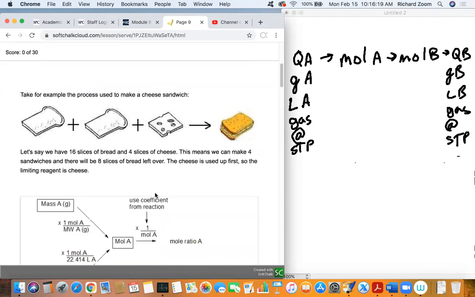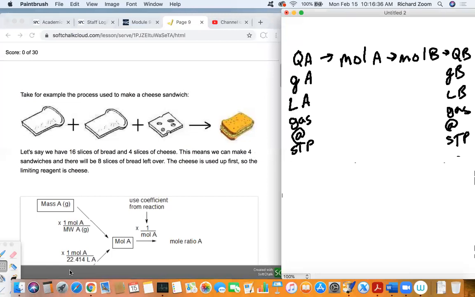So here's my classic example of a limiting reagent problem, and it's the cheese sandwich. It's a pretty boring sandwich, I must admit. It consists of two slices of bread and a slice of cheese to form a cheese sandwich. So I'm going to use this as my example to determine how many cheese sandwiches we should be getting from this process. So let's say we start off with 4 bread and 2 cheese. How many cheese sandwiches should we end up with?